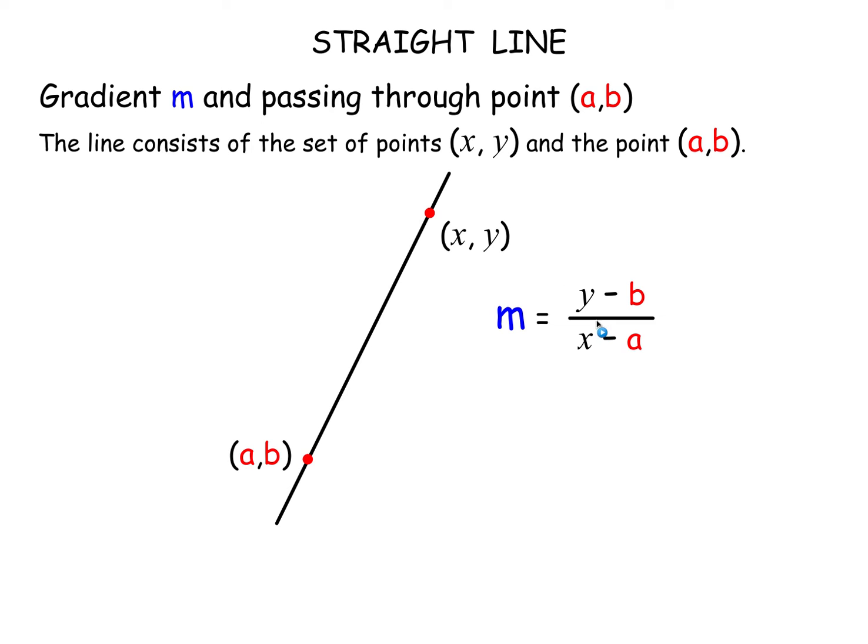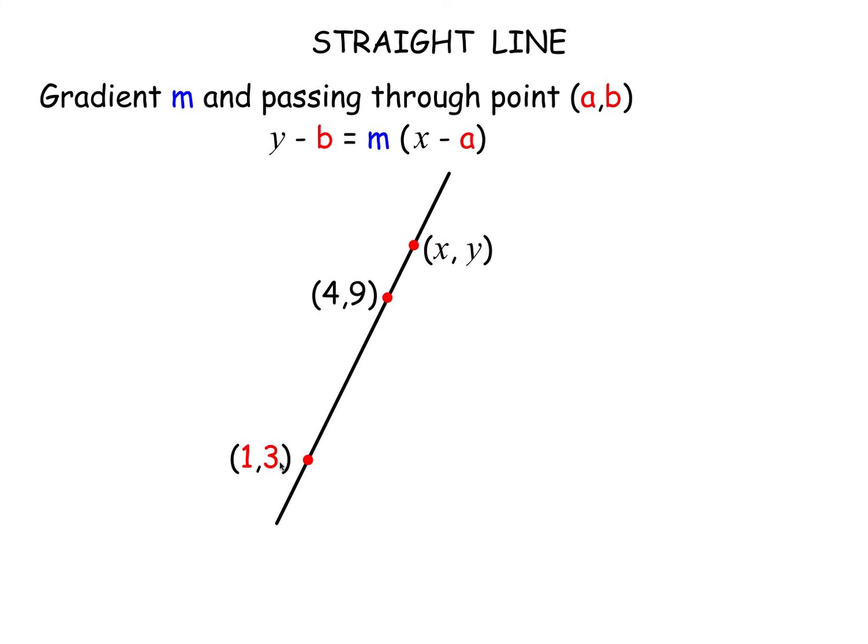If I rearrange this formula, that's it rearranged. So I've got the y difference here, and that's the x difference there. So I've just rearranged it, taking the x minus a up to join the m. That's a rearranged gradient formula. That's what we memorise for this video. It's a general form of a straight line, gradient m, passing through a point (a, b). So (a, b) is a known point. We're going to learn to use that formula.